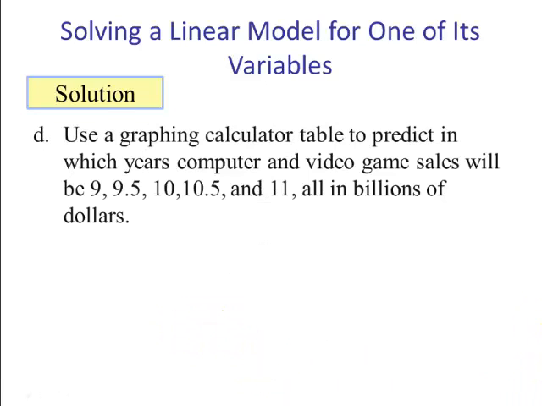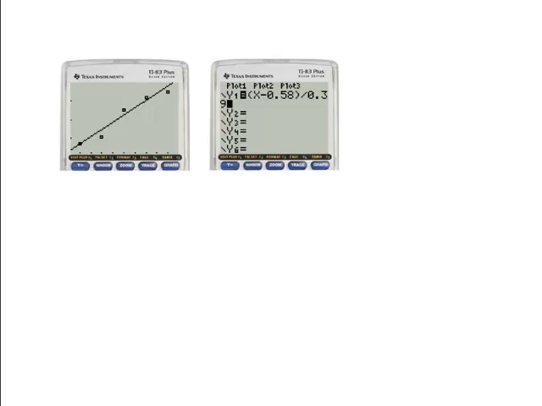Part D, we're going to use the table feature in the graphing calculator to predict in which years the sales will be 9, 9.5, 10, 10.5, and 11 billion. So we go to the graphing calculator, we type our equation in. Again, we need parentheses: x minus 0.58, divided by 0.39. It might be a good idea to go ahead and turn the stat plot off, which you do by using your right arrow key, hit enter, and that takes your stat plot off.